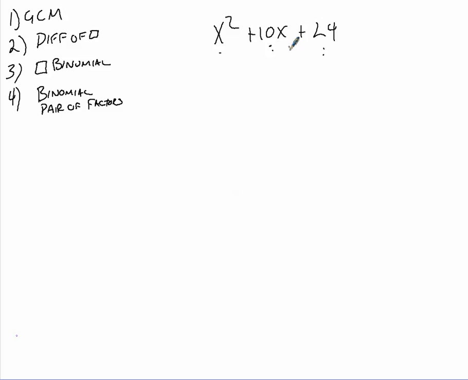Then we look for a square binomial. A square binomial is always a trinomial, where the first and the last term are perfect squares. X squared, is that a perfect square? Yes. Is 24 a perfect square? No. There's no whole number multiplied by itself that equals 24. It's close, I mean 25. So we do not have a greatest common monomial to factor out. We do not have a difference of squares, and we do not have a square binomial. So there has to be another way of factoring, and that is finding a binomial pair of factors.